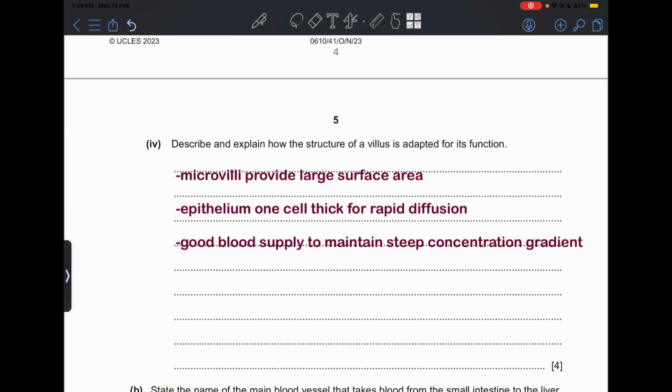So what's the importance of having a good blood supply? This is to provide oxygen so that the concentration gradient is steep or high, so that there is enough oxygen all the time, so that the diffusion and the respiration can occur successfully.